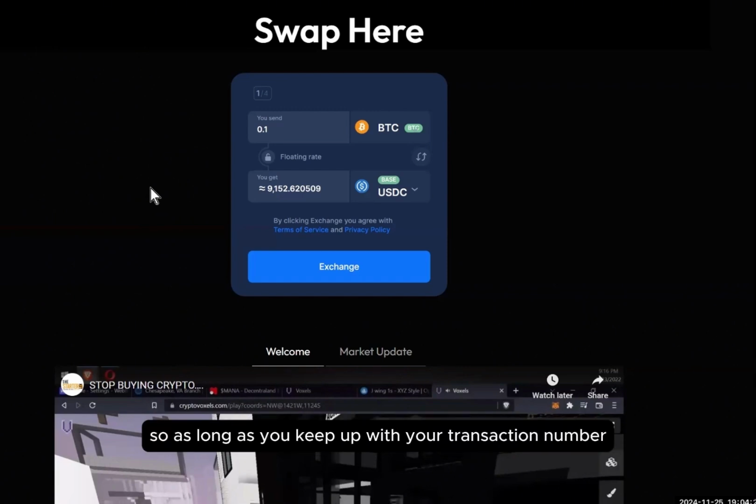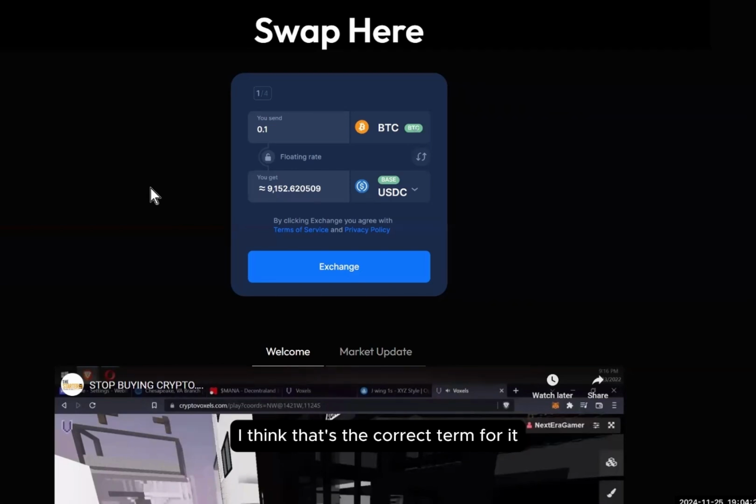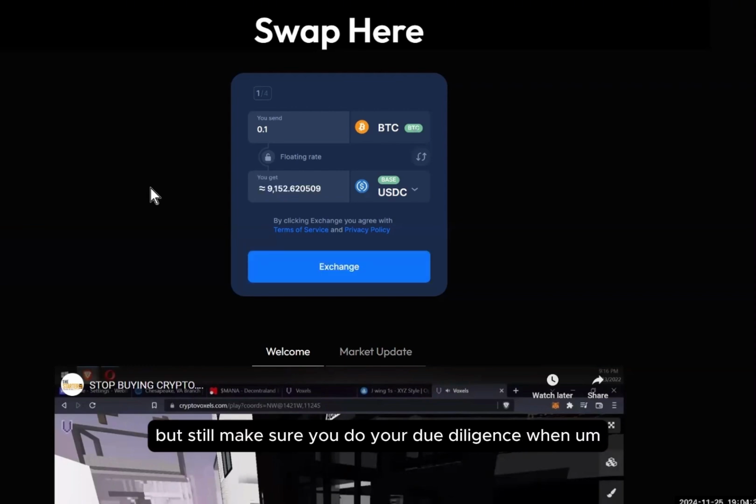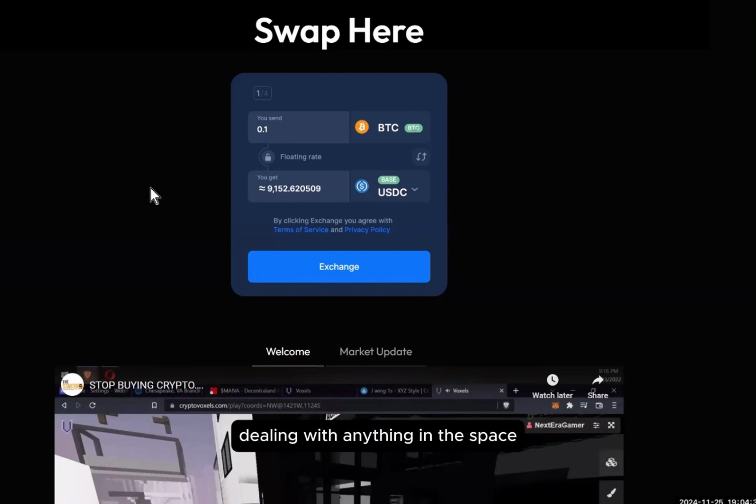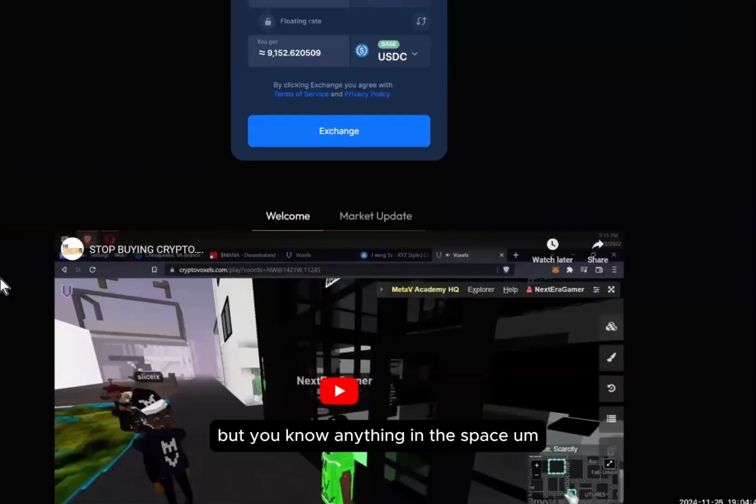So as long as you keep up with your transaction number, I think that's the correct term for it, you'll be able to email the support if a swap doesn't go right or if you don't receive your tokens. But still make sure you do your due diligence when dealing with anything in the space, not just this one thing, but anything in the space.